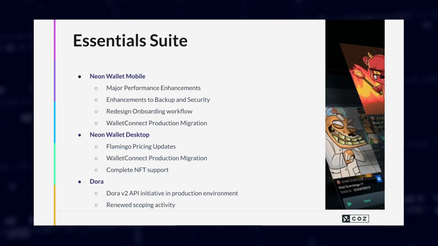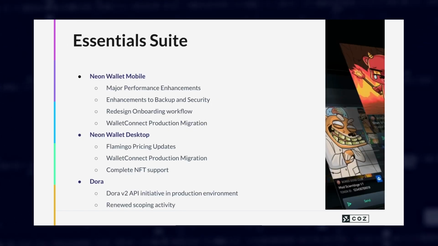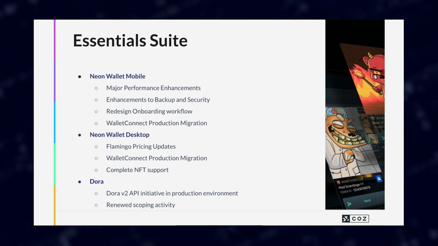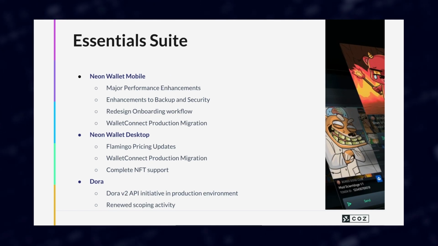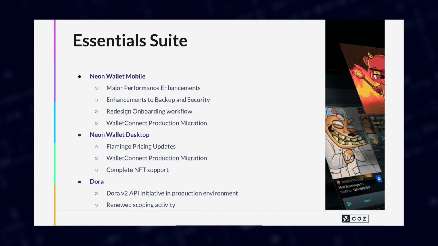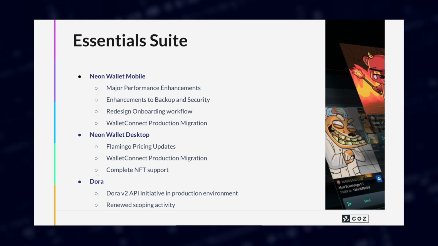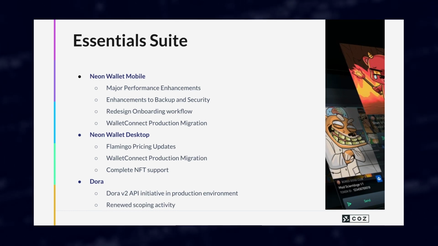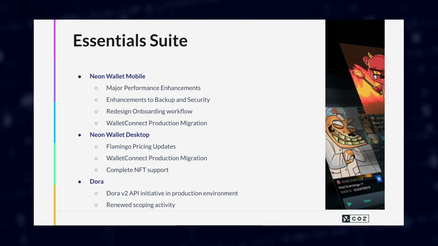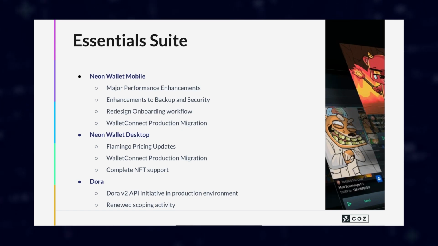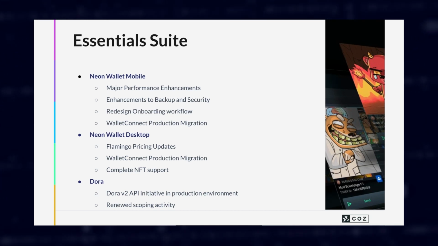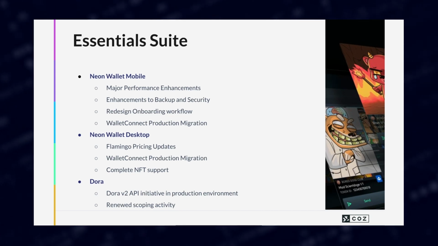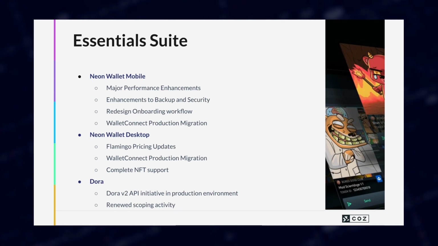For the Essential Suite, that effectively encompasses Neon Wallet Mobile, Neon Wallet Desktop, and Dora. For Neon Wallet Mobile, in Q4, we've made a number of pretty substantial performance enhancements to the product, as many of our users have probably noticed. We've also made a number of enhancements to the backup and security features. We've also added some pretty crucial functionality like export.